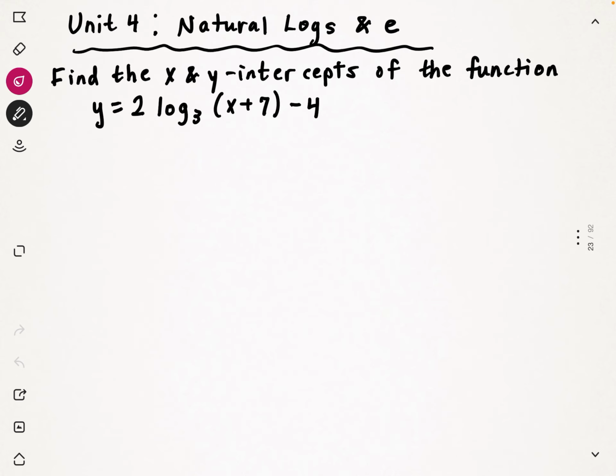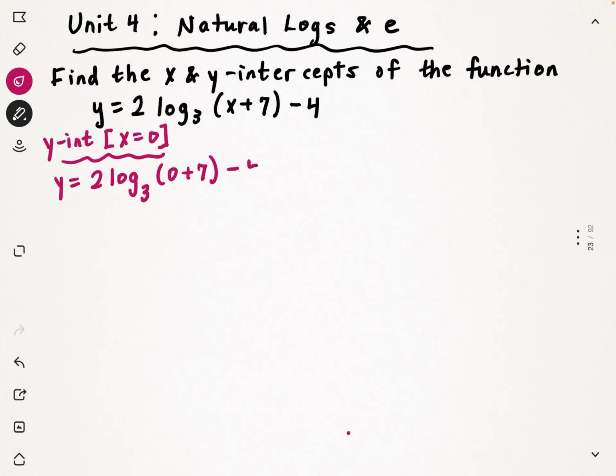The format is still the same. You're still doing some algebra, plugging in 0 for X and 0 for Y, but you're going to have to make use of your calculator at some point. So let's get this started. It doesn't matter what you start with. I'm going to start with the y-intercept, as I usually do. So I'm going to plug in 0 for x. And when you do that, you're going to have y is equal to 2 log subscript 3 of 0 plus 7, minus 4.